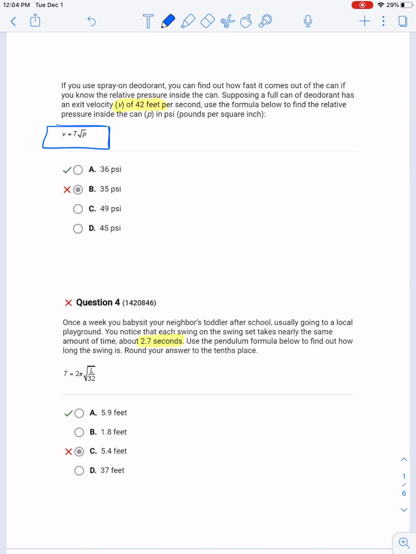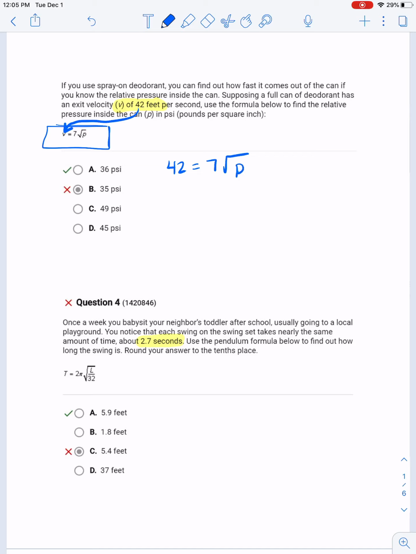Supposing a full can of deodorant has an exit velocity V of 42 feet per second, use the formula below to find the relative pressure inside the can P in PSI, pounds per square inch. So this number that they gave us, 42, is the velocity. It's the exit velocity, how fast it's coming out of the can. So I'm going to plug in 42 for that equation. So 42 equals 7 times the square root of P.